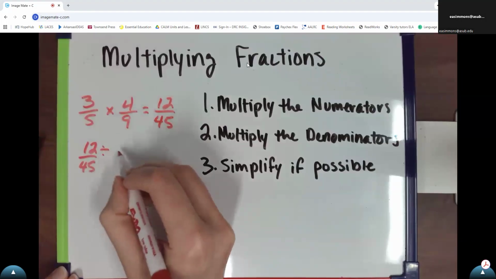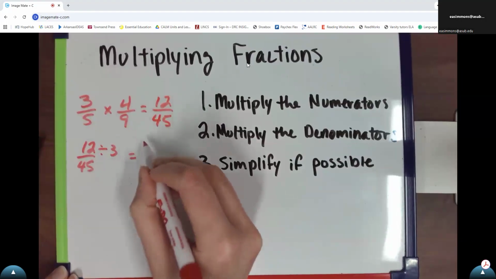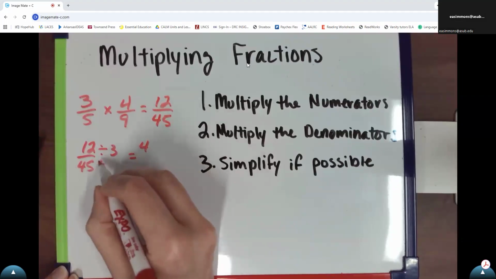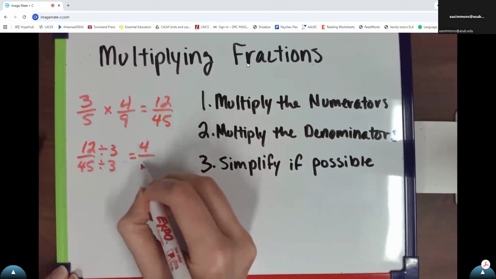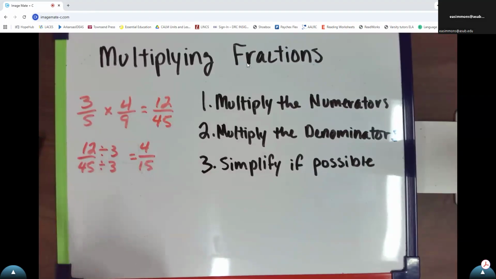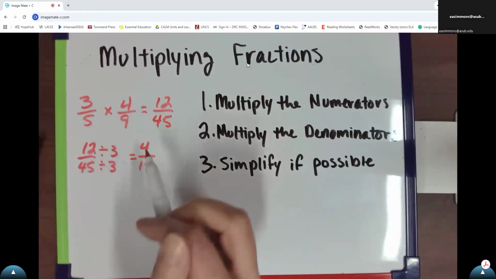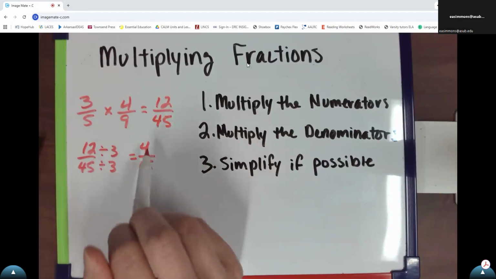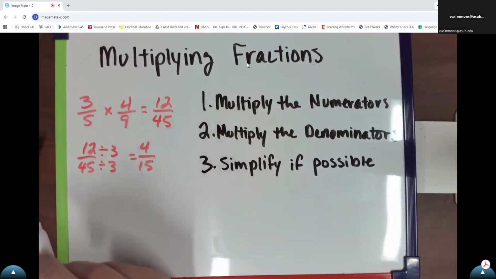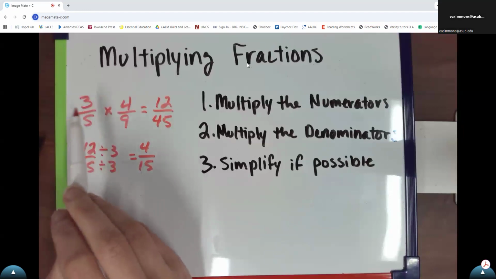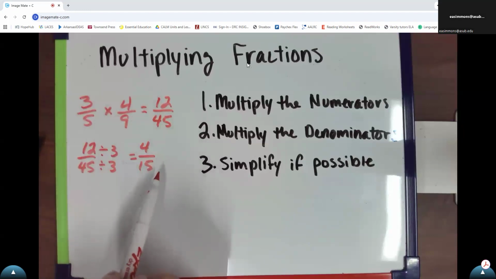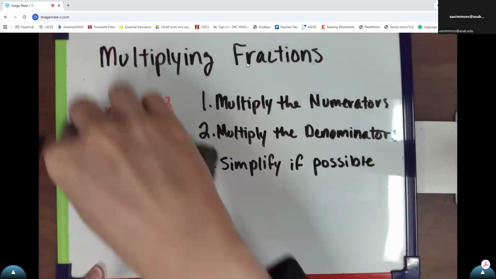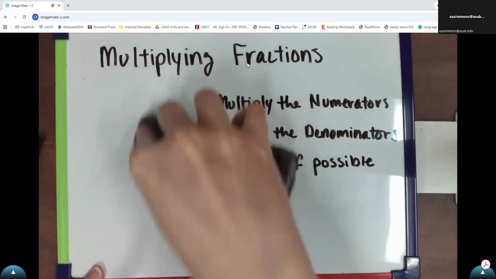Twelve divided by 3 is 4. And 45 divided by 3 is 15. 4 is only divisible by 2 or 4, and 15 is divisible by 3, 5, and 15. So this can't simplify anymore. Our final answer here for 3/5 times 4/9 would be 4/15. We're going to do 2 more multiplying, and then we'll get into division.